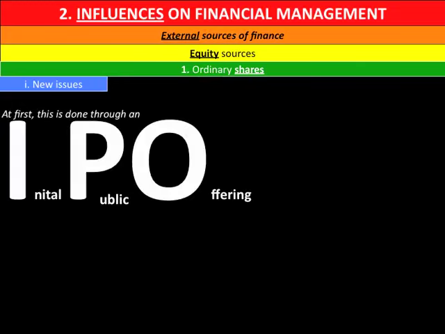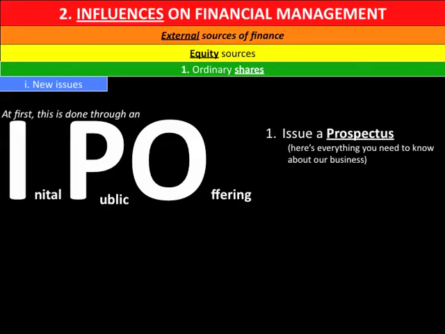For new issues, at first it's done by an initial public offering. So often you hear the phrase IPO, and a lot of technology companies right now are doing this sort of thing, like they did back before the tech bubble burst, around 2000. They do it through an IPO. The idea is that you have to issue a prospectus, which is like a book of everything you need to know about our business. And you need to be very honest in that, because if you don't, there can be some punishments.